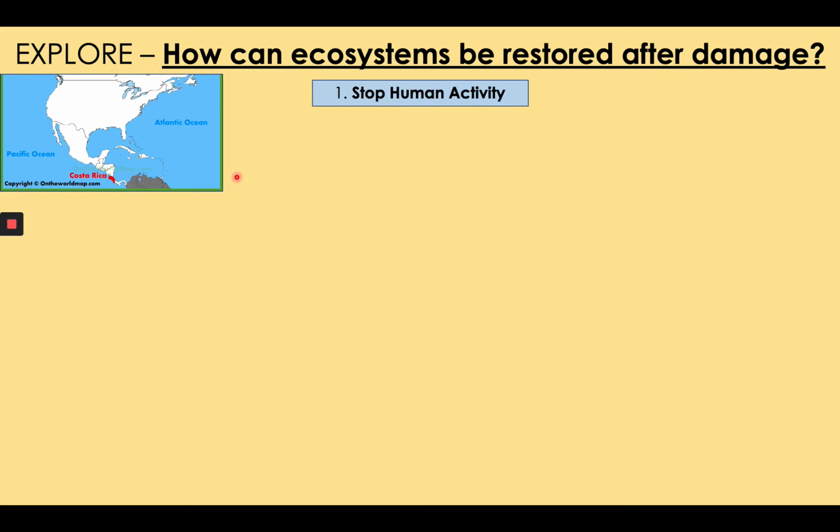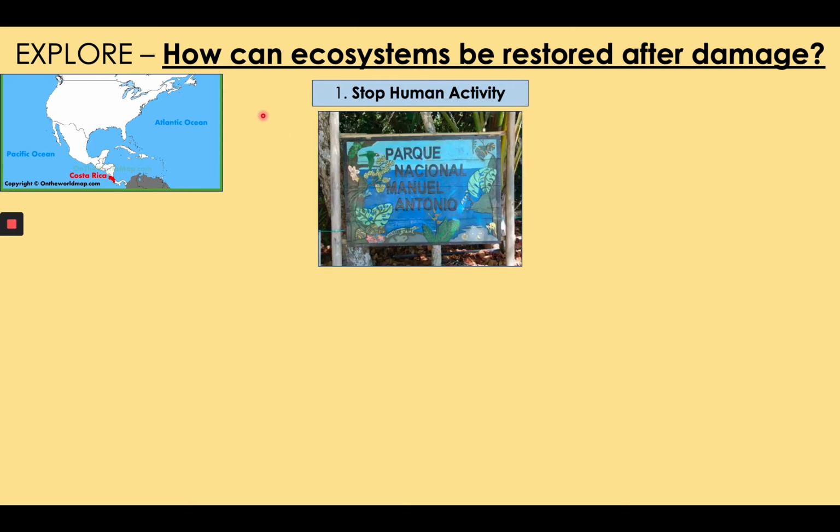It's one of the most developed countries in the world in many ways. People have high quality of life, high education, good healthcare. But they have in the past struggled with ecosystem damage. So how have they stopped this? Well, they've created something called national parks all around the country. Parque Nacional is the Spanish for national park.